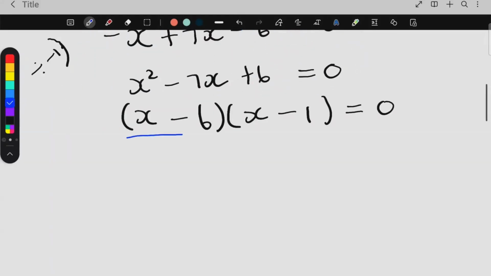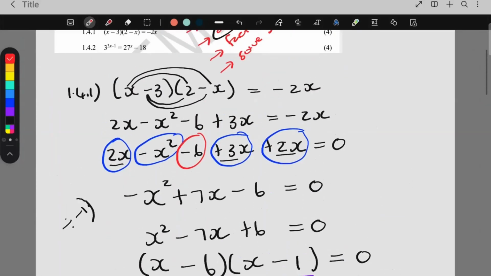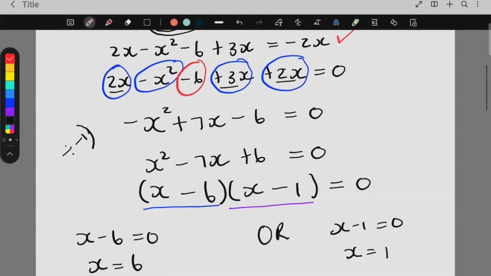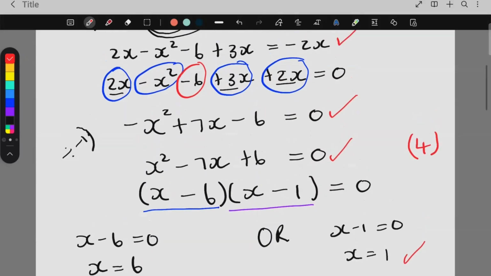So now I'm going to write either this is 0 or this is 0. So here I'm going to bring the 6 over. X is 6 or x is 1. Okay, how would you get marks for this? First, for removing the brackets. Then for writing it in standard form here, like that. Then for factorizing, and then for both answers. And that's how you would get 4 marks.